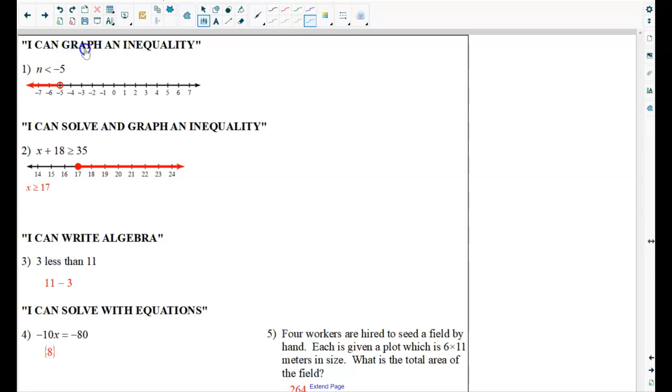So, can you graph an inequality? Well, when it's written in this form, n less than -5, you want to come back here and replace n, because it's by itself, it's ready to go, and it'll help you to say this: all numbers less than -5. So when you say that, you know here's -5 and all the numbers less than, okay?